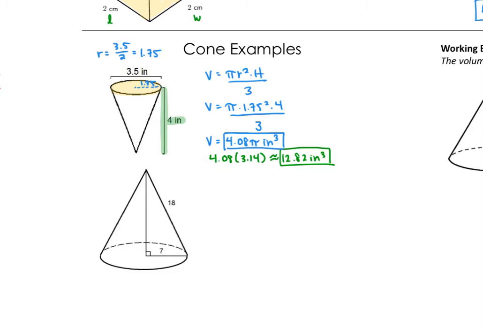So this one's a little bit tricky. In looking at this one, let's first highlight our base. So here's my circle. I have my radius. The tricky part is the height that I need to use is this height right here. Remember the height is the height going through the point of your cone straight down perpendicular to your base. In this case, this 18 represents what we call the slant height.